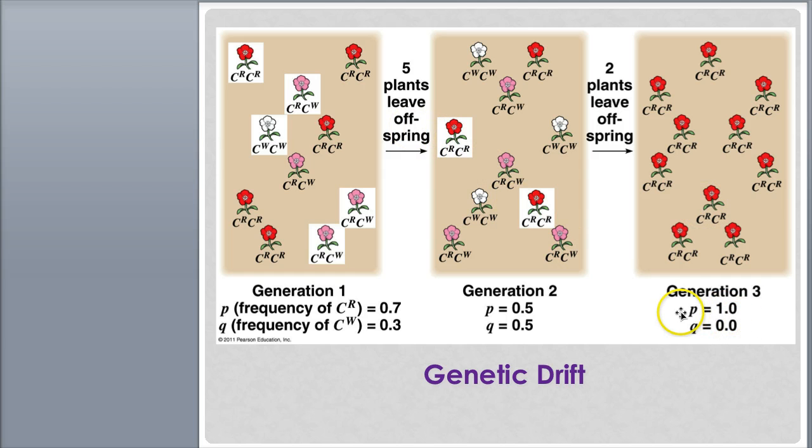That changes your whole frequency from what was once 0.7 to completely 1, and the other one is 0. So depending on, again, genetic drift is when only a small percentage of the population reproduces. So choosing these 5 changed the whole population, and having just these 2 mate changed the whole population so everything is red. And now all of a sudden there's no such thing as a white or pink flower because only these 2 passed on or left offspring.